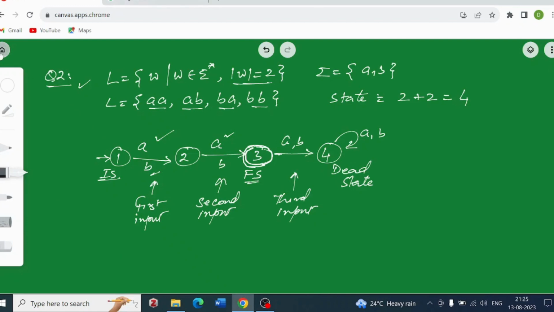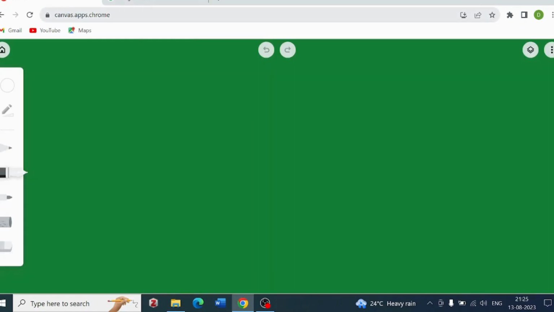Let's take one more example. In another example, let's say you have to design a DFA whose language is L, which is the set of strings W, such that W belongs to sigma star and the length of the string is exactly 3. In this question also, the input alphabet is given as A, B. That is, all these strings are created by using the symbols A, B. Here, A and B both are input symbols.